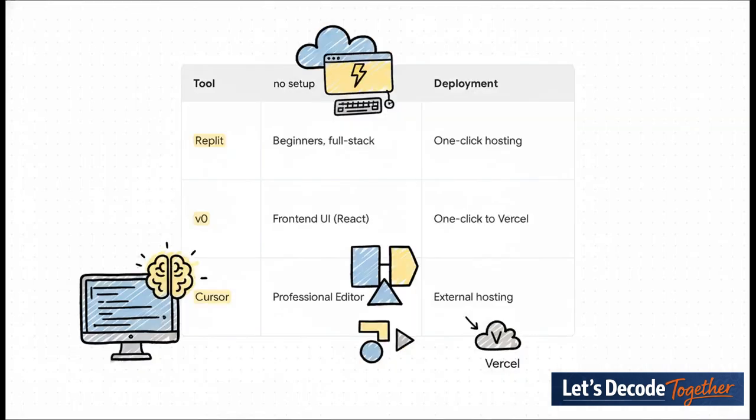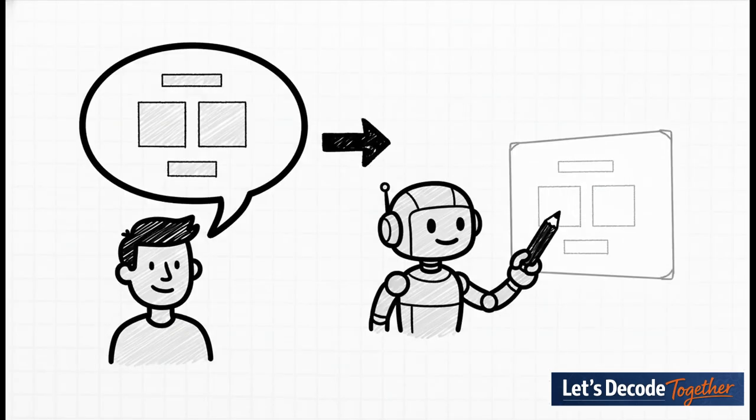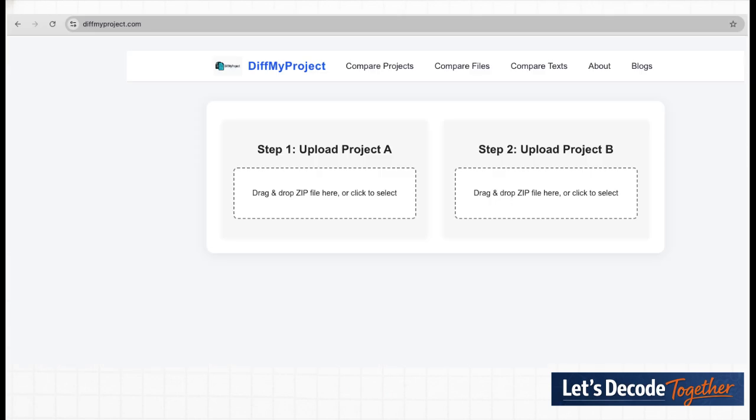So if you want to try this, what tool should you use? Well, you've got options. For beginners, I'd point you to something like Replit. It lets you build a whole app right in your browser, and it has one-click hosting, which is amazing. If you just want to build a user interface really fast, V0 by Vercel is incredible for that. And if you're already a pro developer, a tool like Cursor builds all this AI magic right into your code editor. So for our example, let's build a simple tool that compares two pieces of text, kind of like diffmyproject.com.